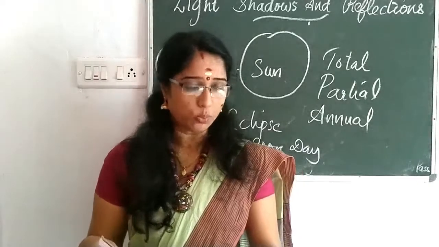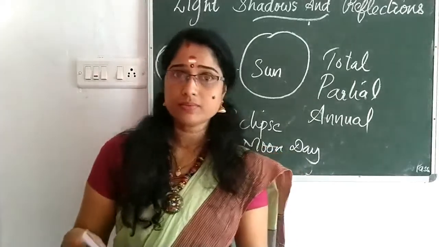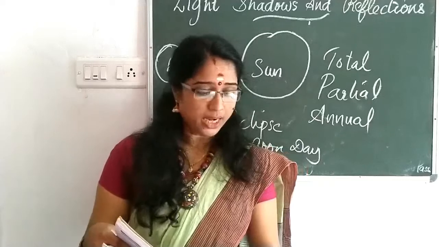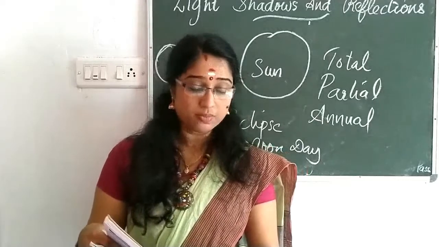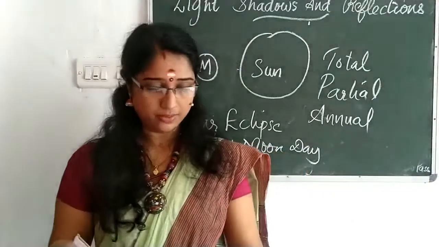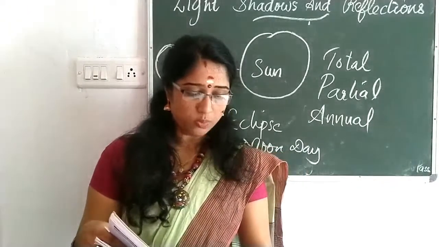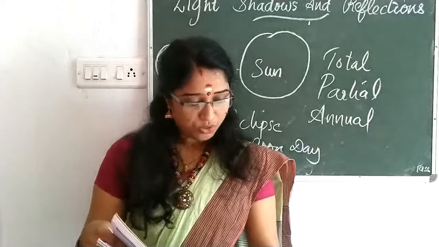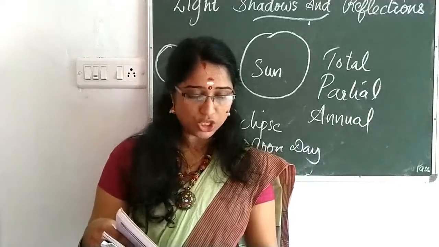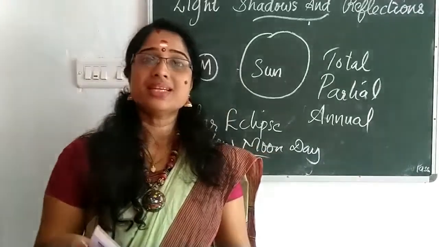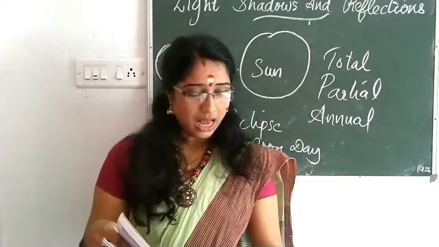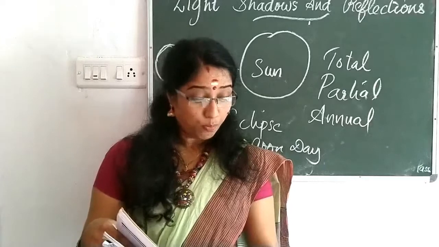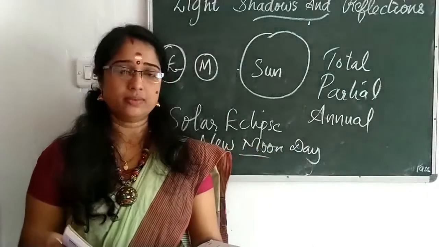This is tick, first one, tick the correct options. A luminous object produces light. Second one, we are able to see an illuminated object because it reflects light. Third one, an object that forms a dark shadow is opaque. An object that allows some rays of light to pass through it is called translucent. Last one, a solar eclipse occurs when the moon's shadow falls on the earth.